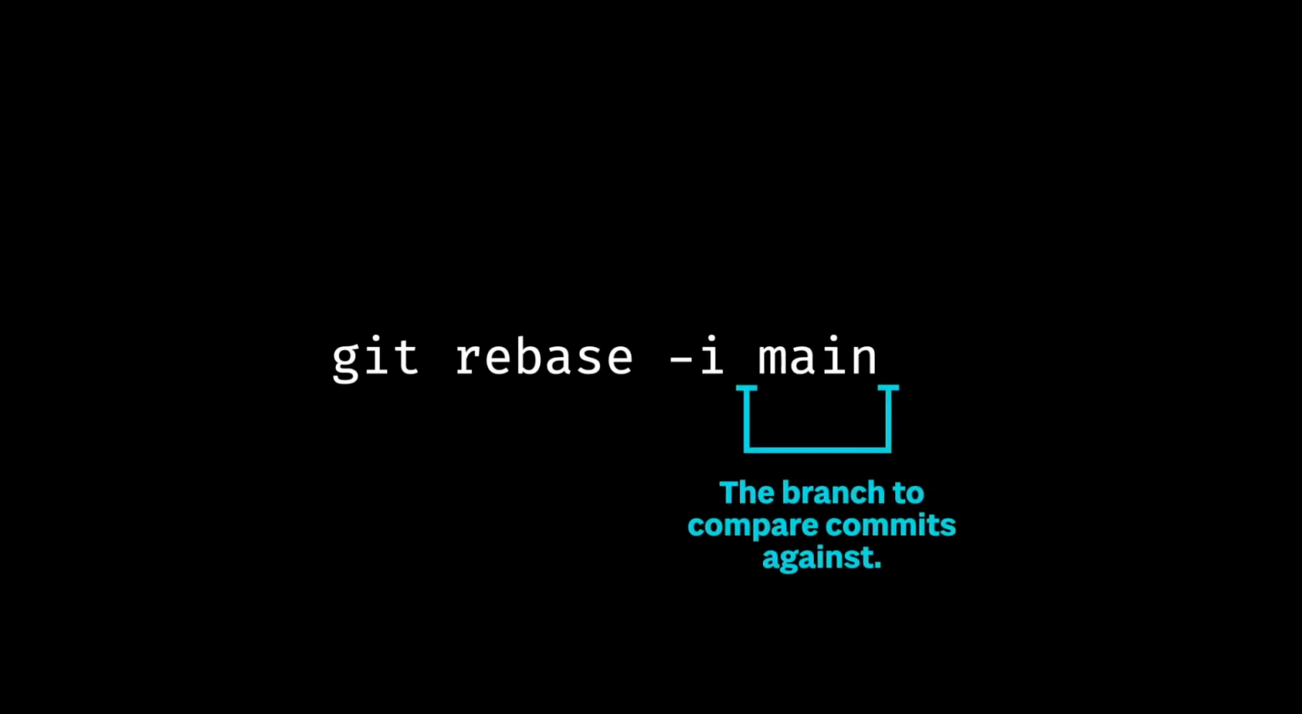Interactive rebasing is pretty simple. It uses the rebase command but with an -i flag. In this example, I'm running git rebase -i against main. This means that my current branch will be rebased on main, and then I'll get the ability to edit all the commits in my current branch that are not represented in main.